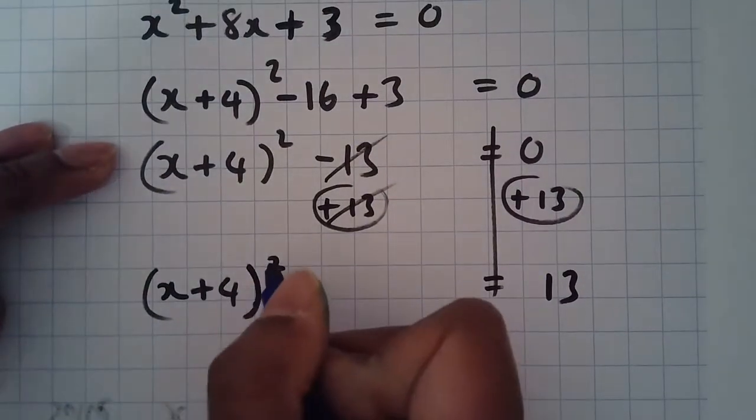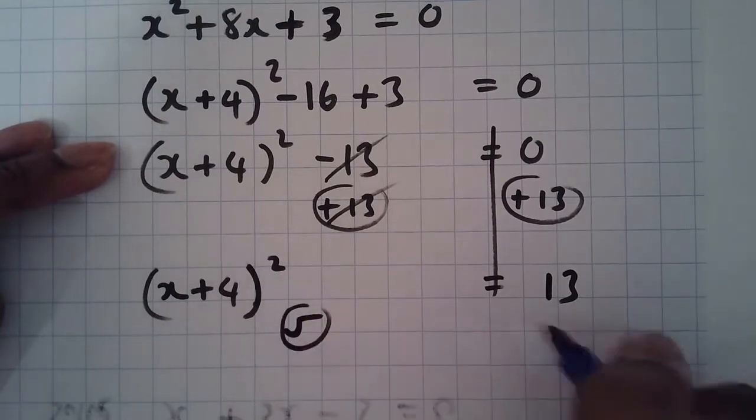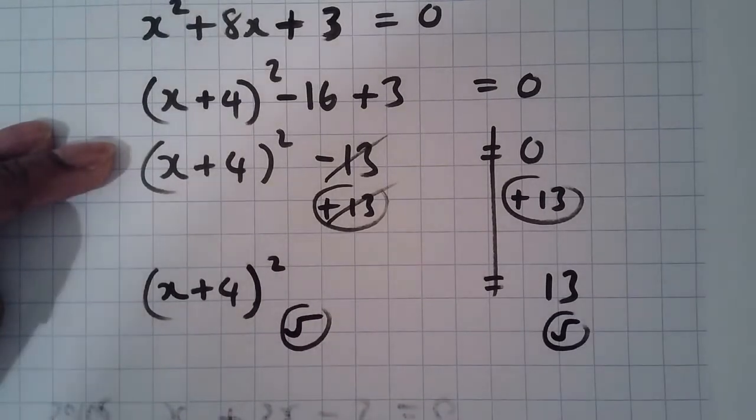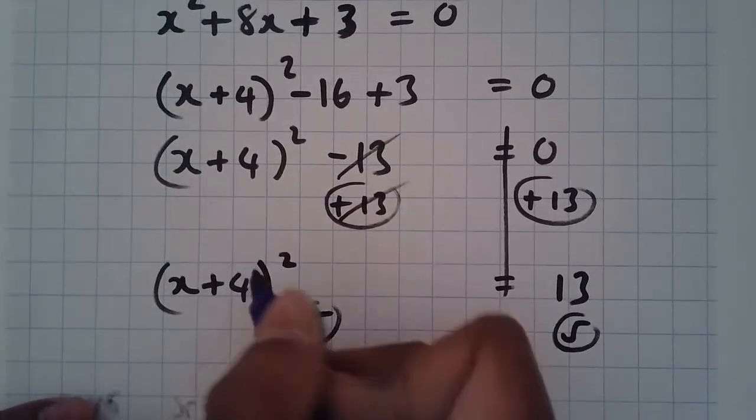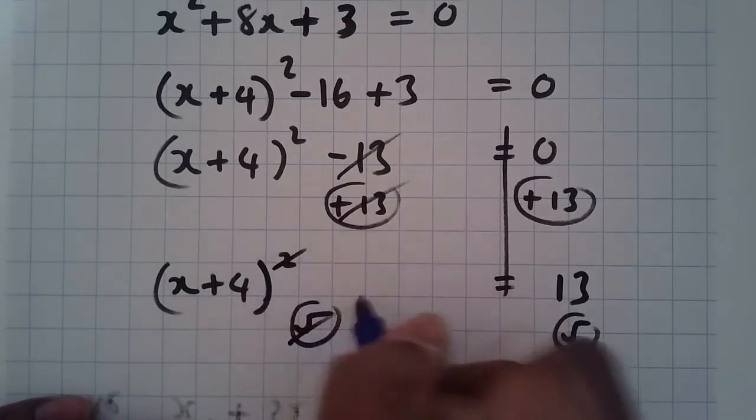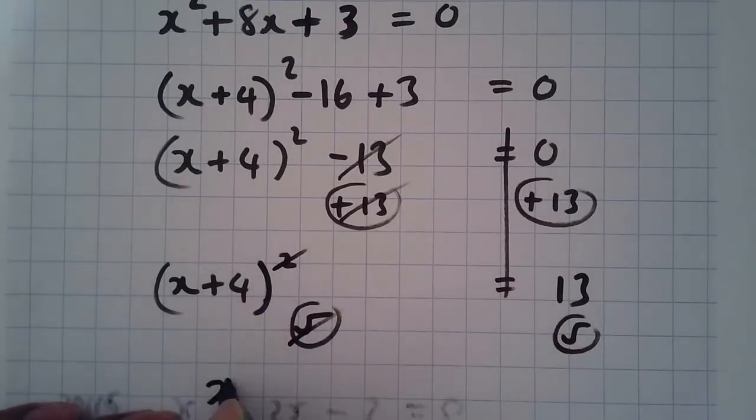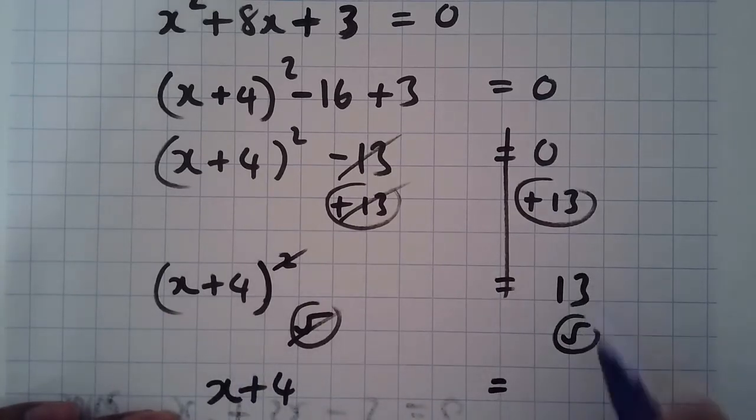Now I need to get rid of squaring, I need to square root. What I've done this side, do on the other side. So what am I left with? Square root knocks out squaring, they cancel each other out. You're left with x plus 4 is equal to square root of 13.